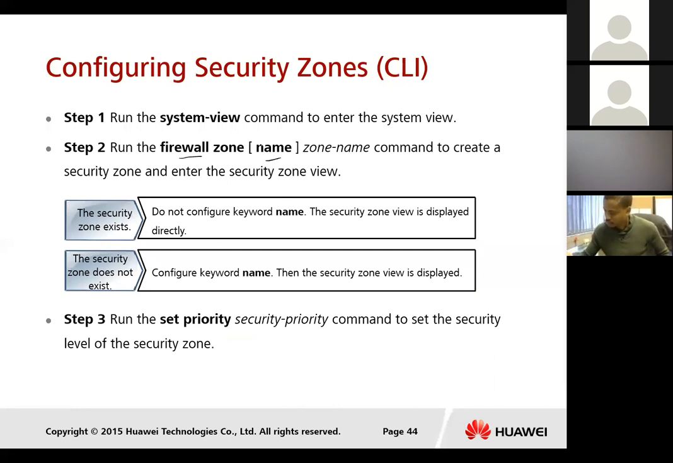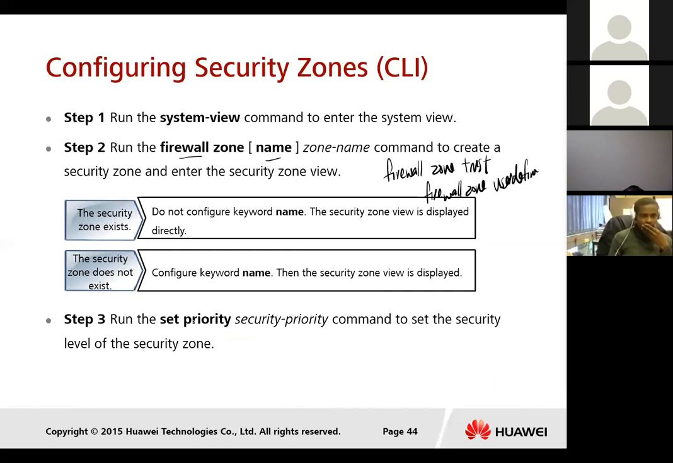You can just put, let's say, firewall zone. You can just go into the trust. This one goes into the zone. Let's say you configure a firewall zone user defined. Then you're going through another prompt. If the security zone does not exist, then the zone name will be displayed.